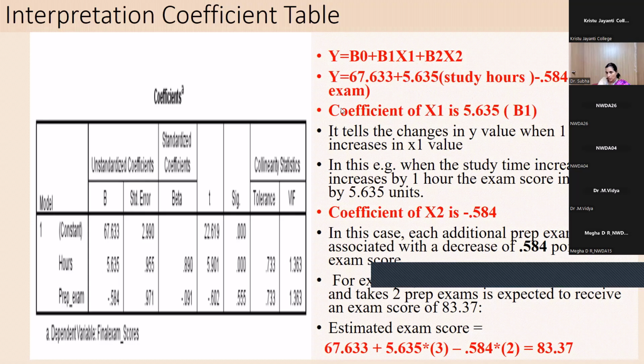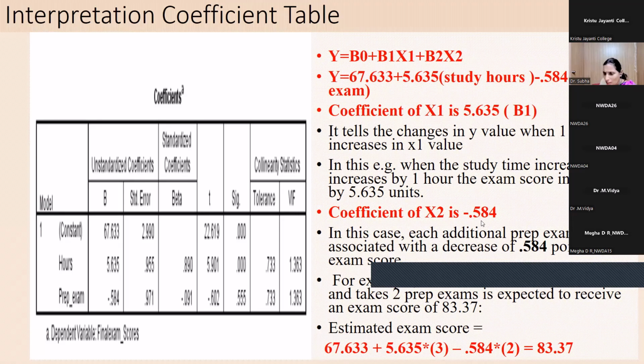According to this equation, we can tell that whenever you study for one hour, your score automatically increases by 5.635 units. Then coming to this coefficient, the answer is negative. What does this mean? Each additional preparatory examination taken is associated with a decrease of 0.584 in the score. How many marks is it decreasing? 0.584.